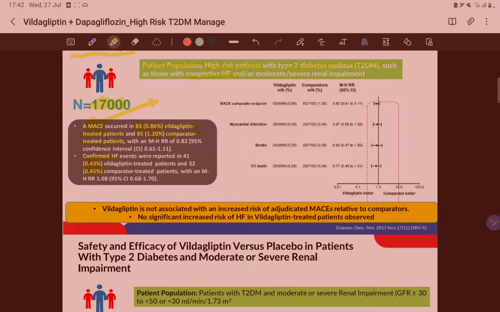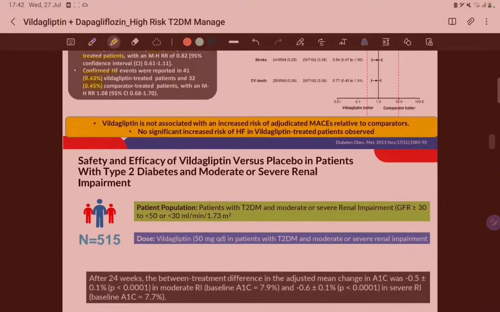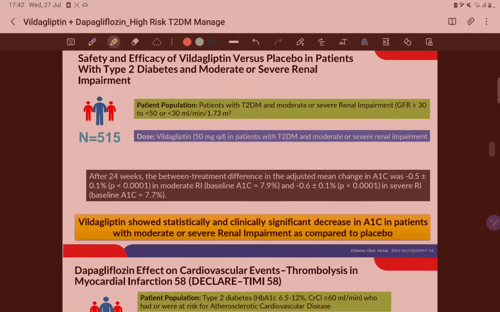Vildagliptin has a decreased risk for MACE to occur, okay, and no significant increased risk for heart failure was observed in the Vildagliptin treated patients.